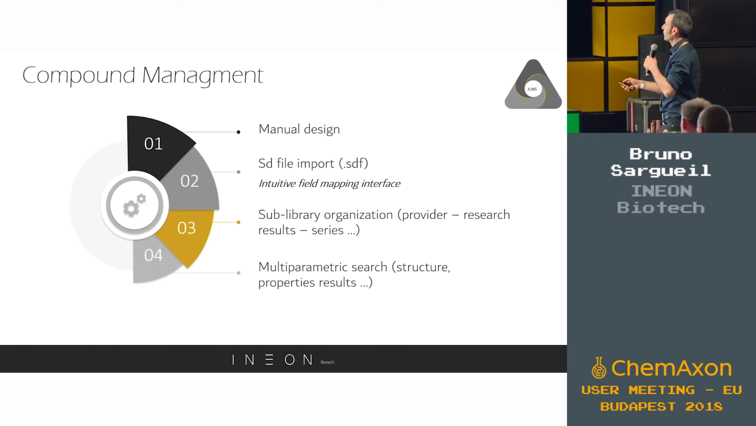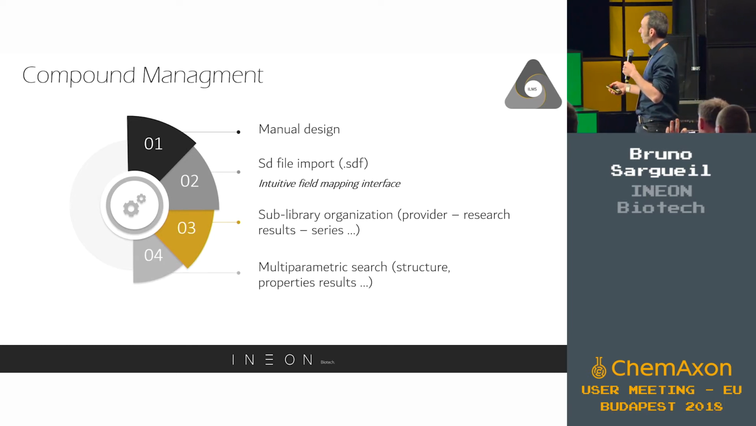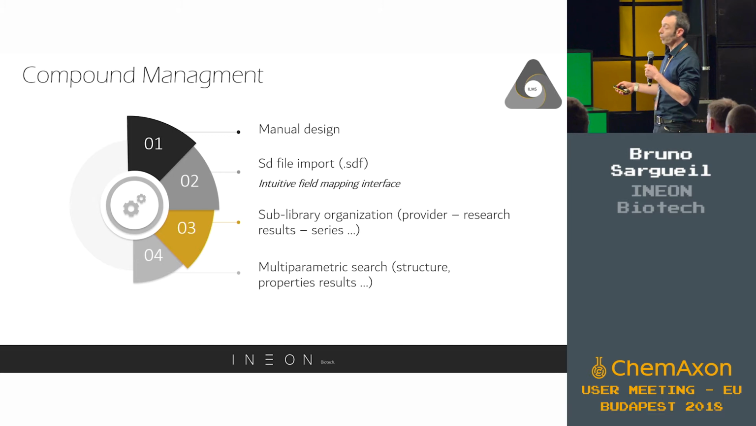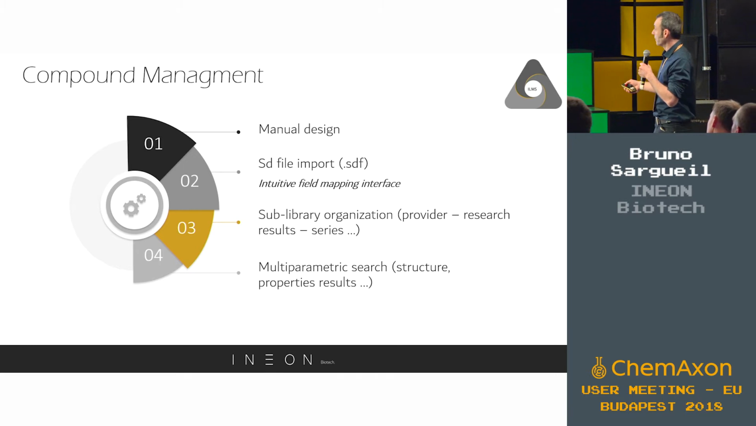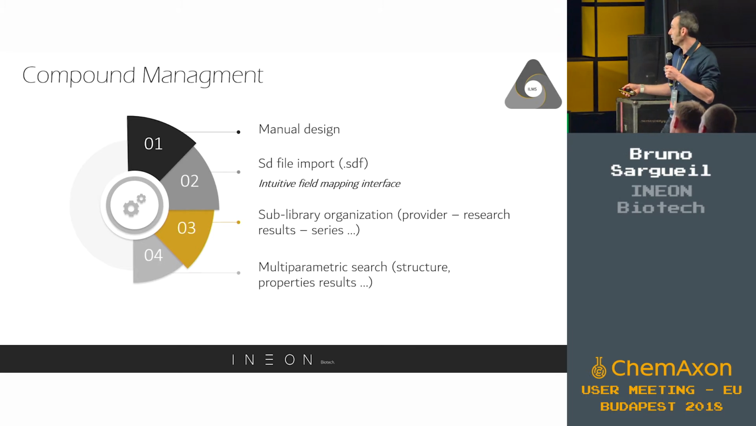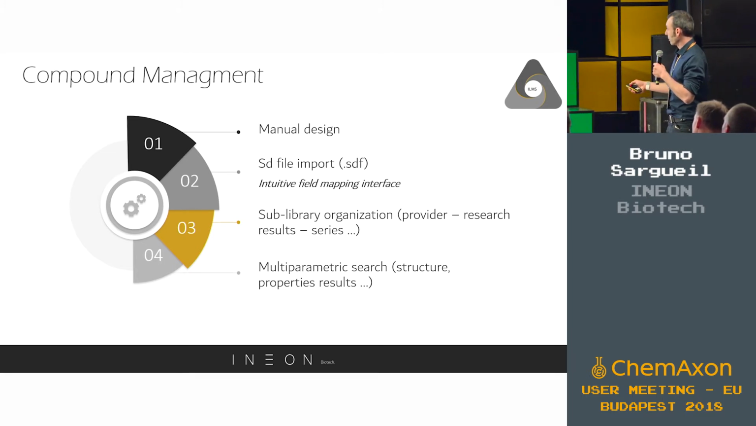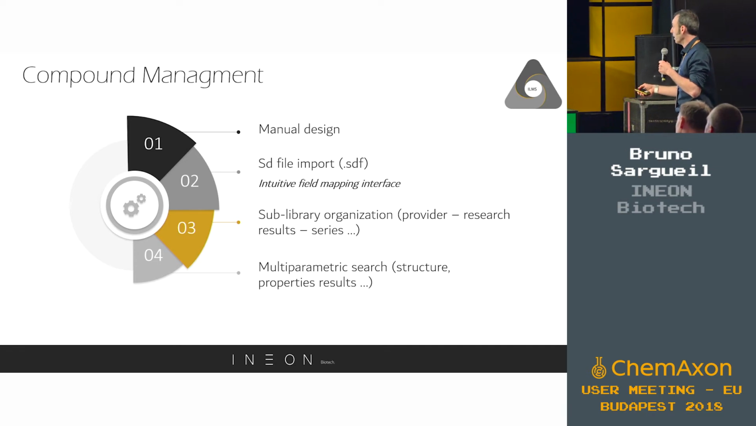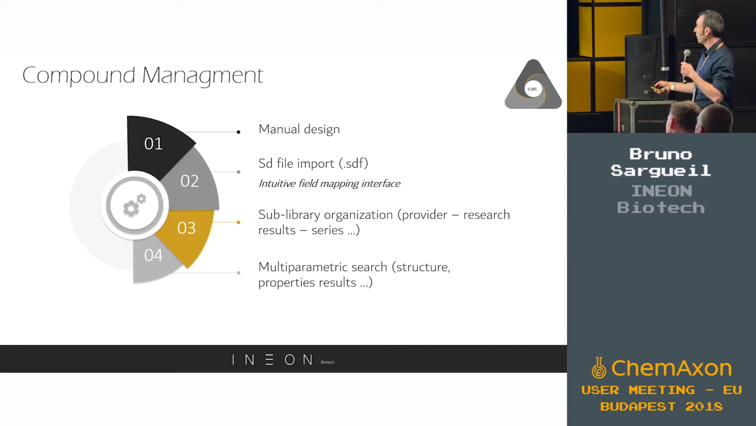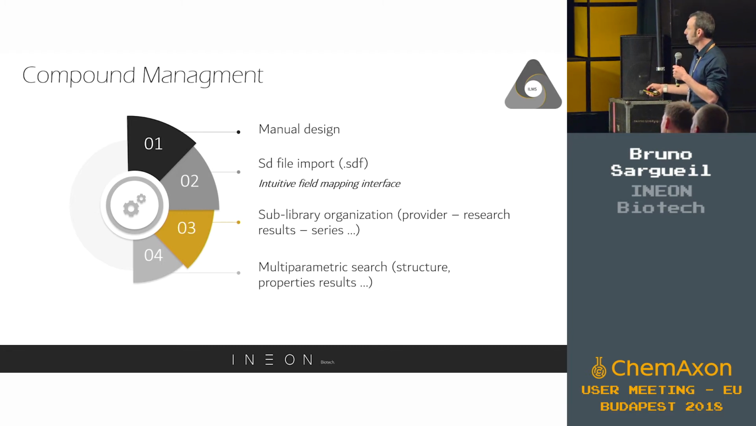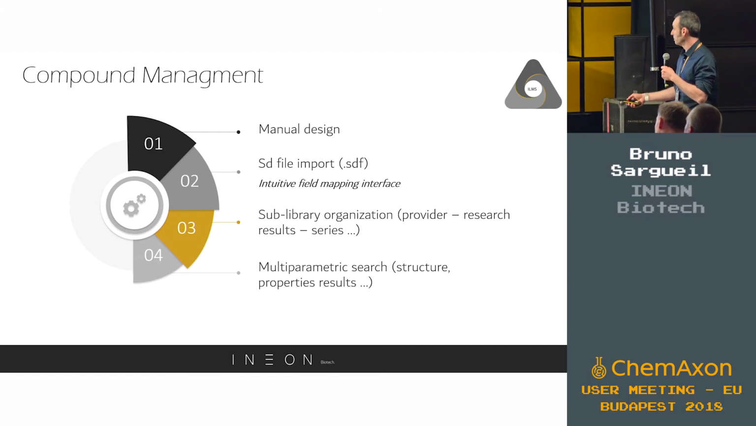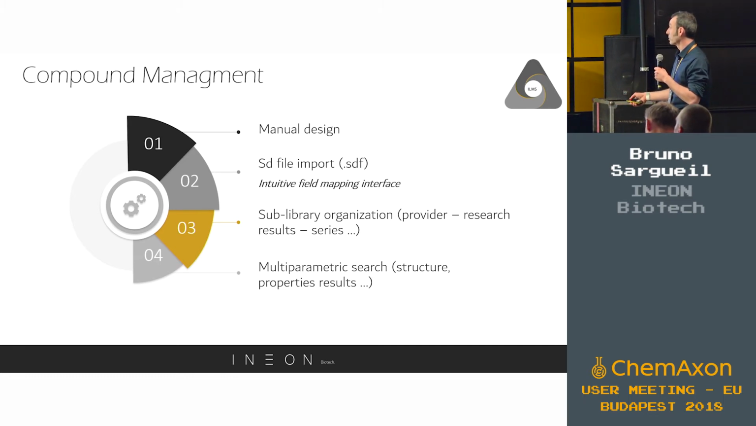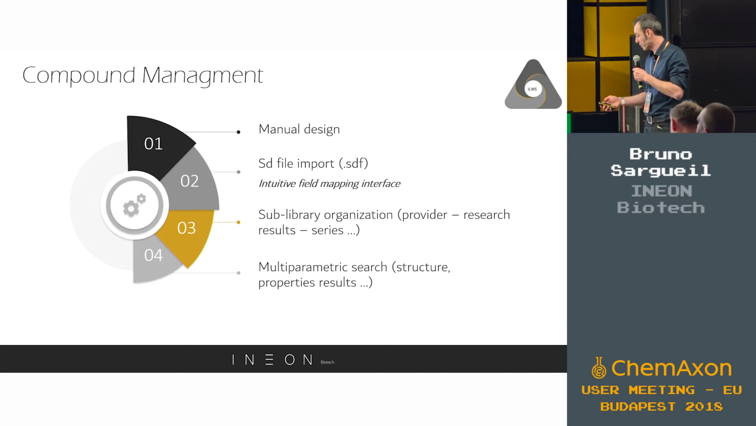So first, I'm going to present you the compound management. The compounds can be registered through a manual drawing with the Chemaxon tools, or by importing an SD file. And we have developed a very intuitive field mapping interface for the SD file. It is organized as sub-libraries that can be ranked by providers, by research results, by series, or by any criteria you want, actually. And you can perform multi-parametric research on structure, properties, and whatever is stored in the database.